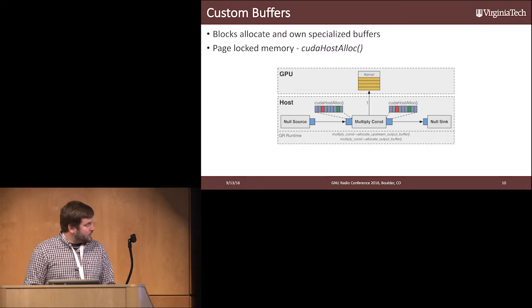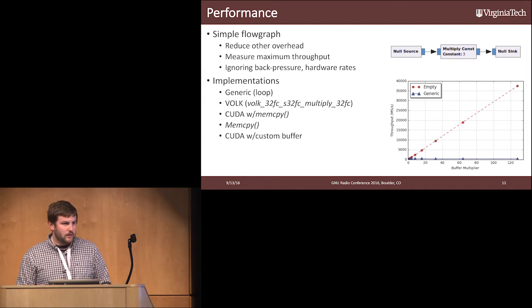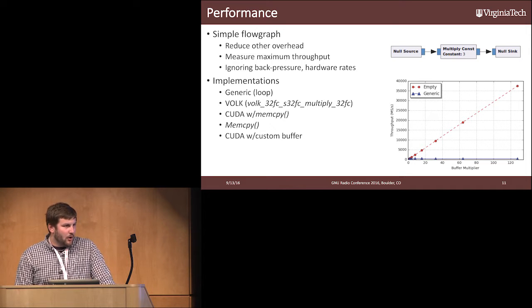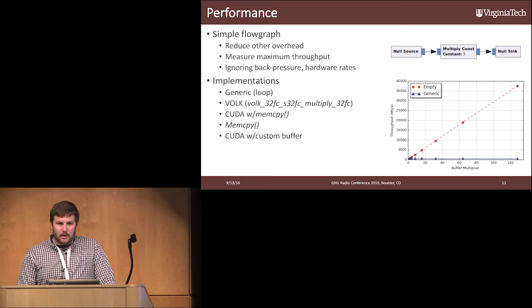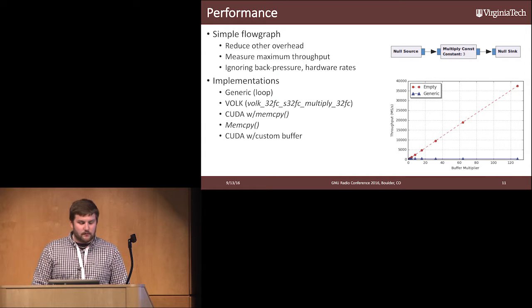So for some performance tests, I used a very, very simple flow graph. The goal of this was to see what kind of overhead we were saving by using the custom buffers. So we're trying to measure the maximum throughput. We were not really concerned about other things like back pressure, hardware rates. The goal was simply to run as fast as possible to see what kind of advantage the custom buffer will give you with the GPU over existing techniques like Volk.